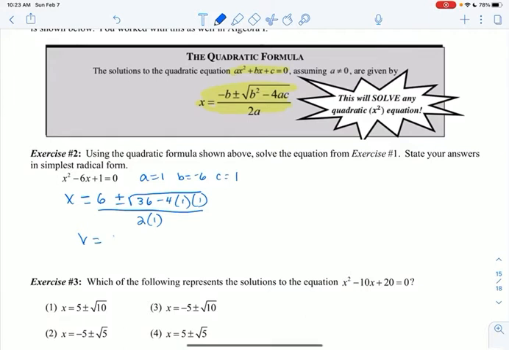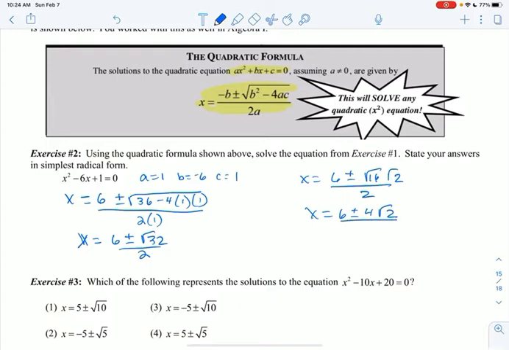So this is just equal to 6 plus or minus the square root of 36 minus 4, which is 32. Then I'm going to simplify my 32. So 6 plus or minus, the 32 breaks down to 16 and 2, and the 16 is my perfect square, it equals 4. Now I can cancel. 2 goes into 6 3 times and 2 goes into 4 twice. And look at that, I have the same answer that I had up above.